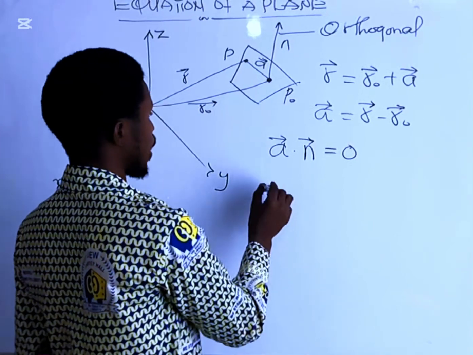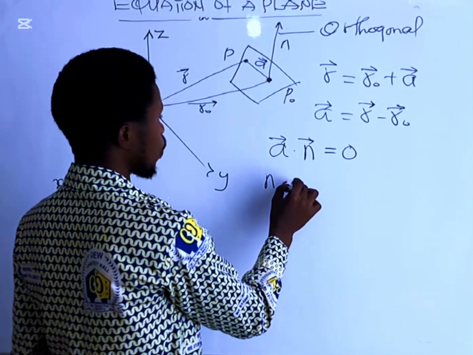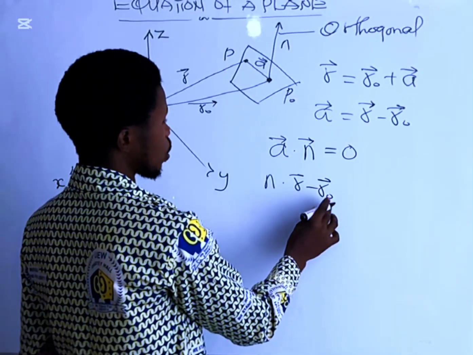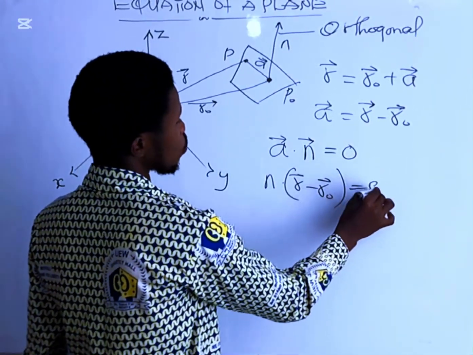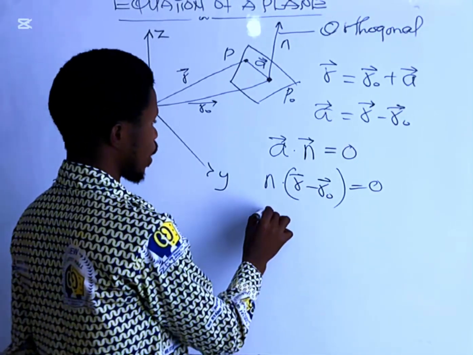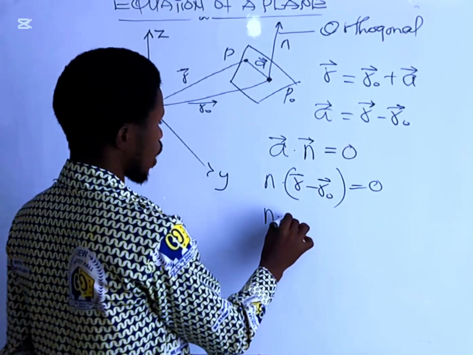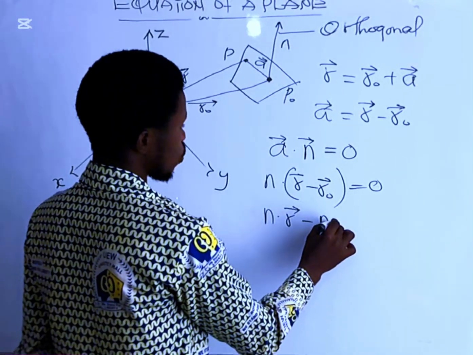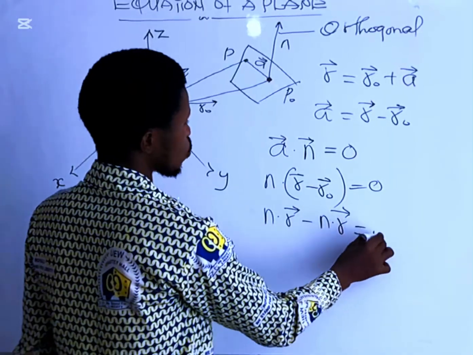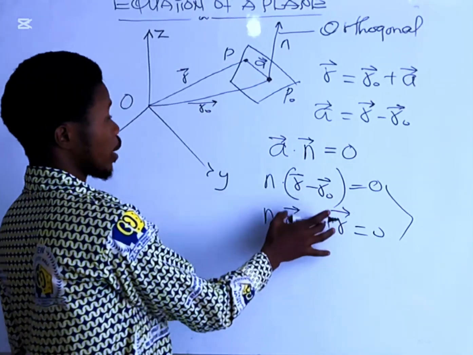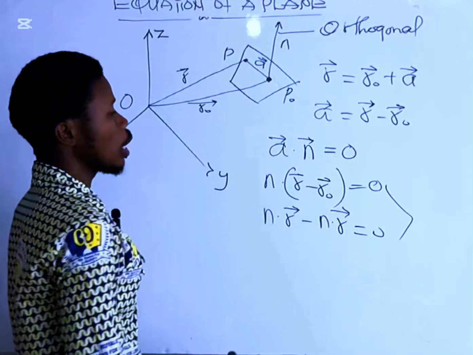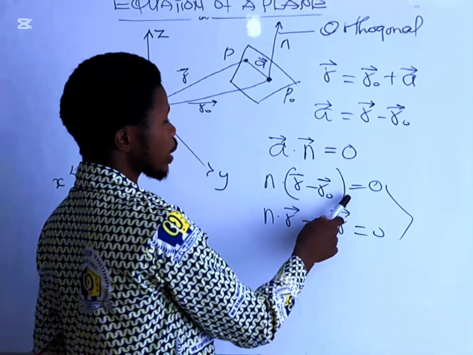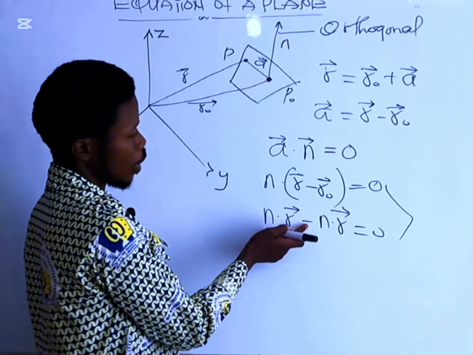So in this case, our A here, we know it to be R minus R naught. Let me bring the n first. We know it to be n dot (R minus R naught), and this is equal to 0. So in this case, I can have n dot R minus n dot R naught equals 0. Either this or that, this one is a simplified form of this. It's called the equation of a plane. Is that okay? So this and that, they are the same, just that this is a simplified form of this.